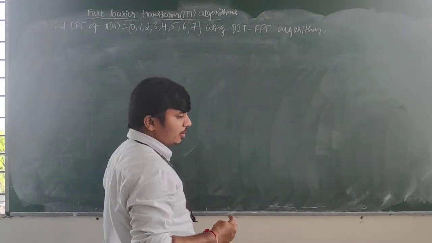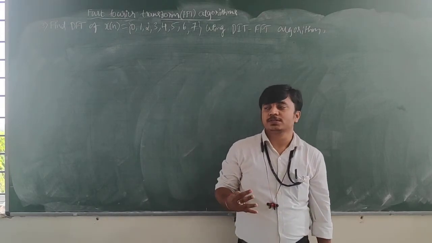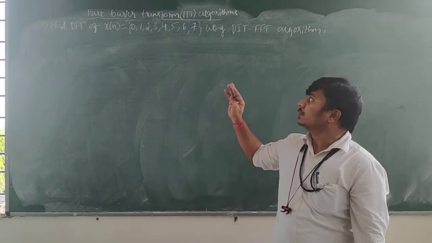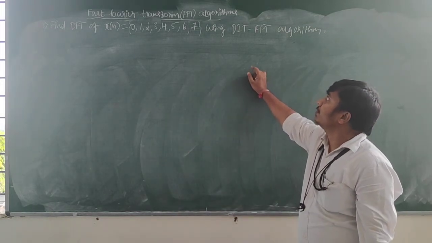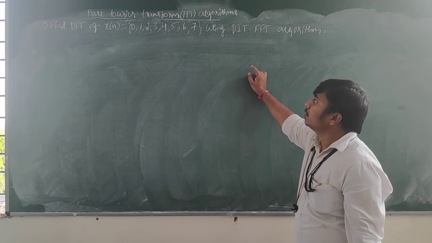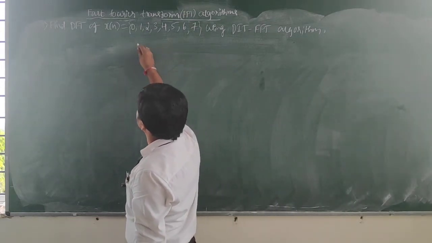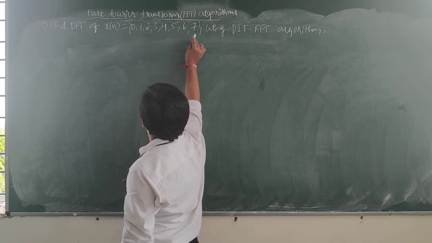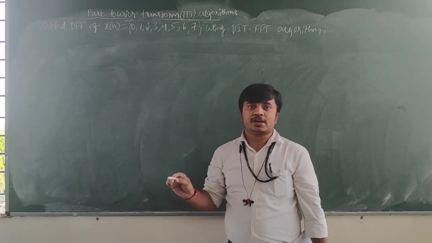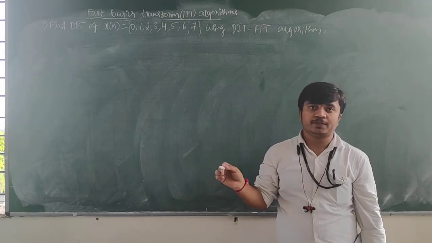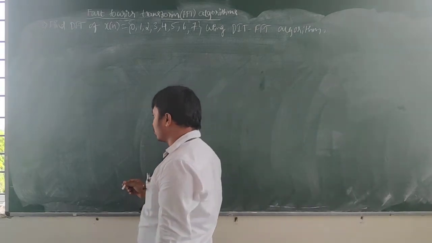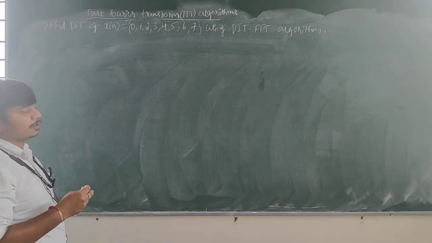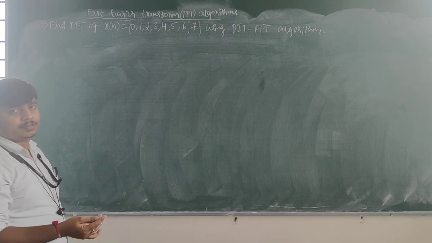Okay, so we solved 4-point DFT problems. Okay, and we shall solve an 8-point DFT. Okay, so find DFT of x of n using DIT-FFT algorithm. Okay, so the input sequence is equal to 0, 1, 2, 3, 4, 5, 6, 7. Okay, so 8 input samples are given. Okay, this is 8-point DFT. Okay, so we shall see how to solve this one. So same like the 4-point DFT, here also I need to consider the input sequence in the bit reverse manner.